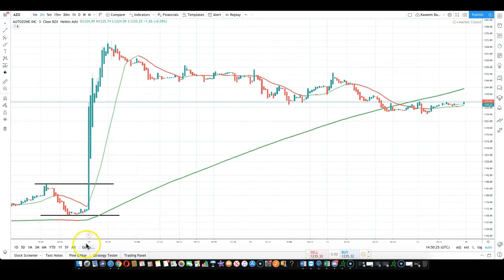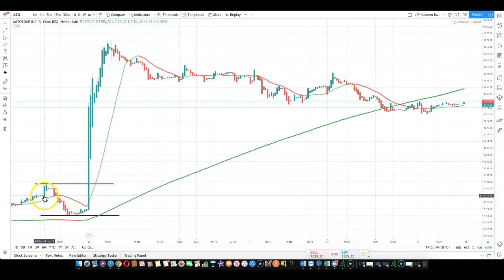This is earnings. AutoZone reported earnings, and you can see they beat their earnings by 4%. So what happened is the next day, boom, price broke up. But before we get to this price right here, we want to look at resistance.